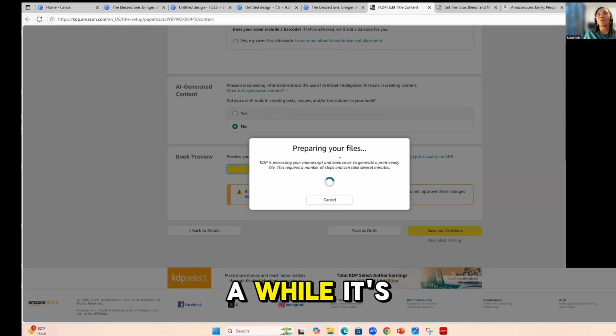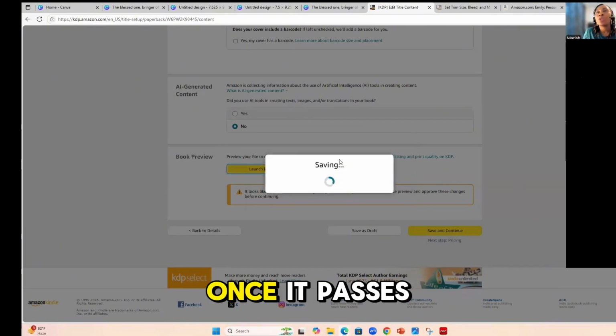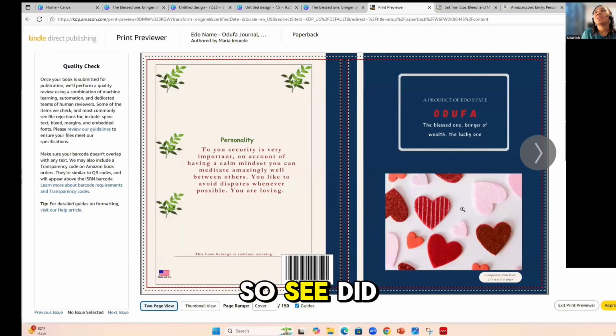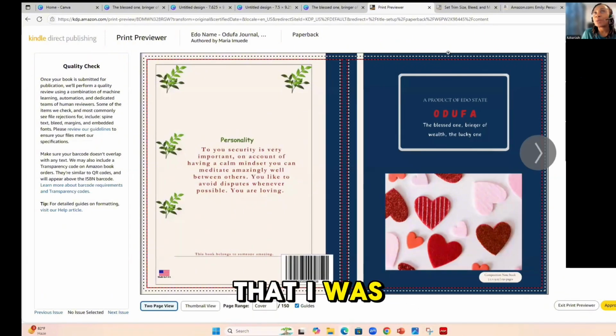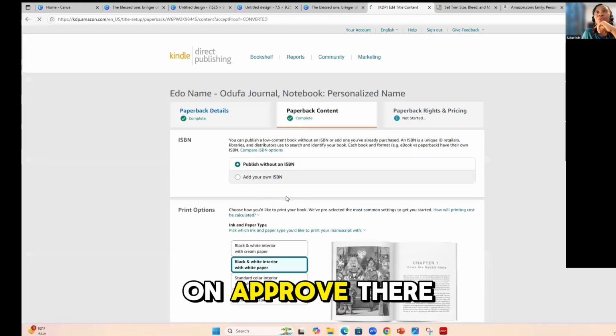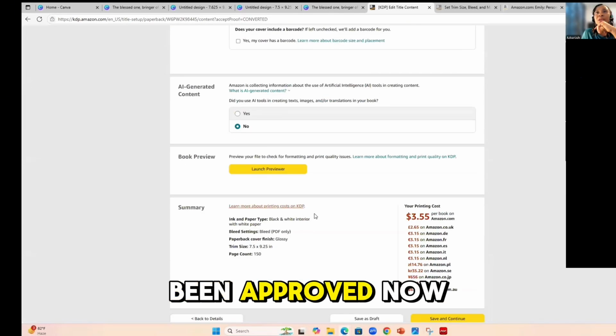Okay, it's taking a while, it's processing. So if there is any error, not to worry, it will tell you what the error is, you can always go back to Canva and check it and then amend it. But once it passes this stage, you are fine. Sometimes it will take, okay, yeah. So see, did you see exactly what I explained? See, I'm not worried about those lines that I was telling you about. You see, even when it has shown me how it's going to cut my book. So you see that everything is in the middle of my book. So I'm going to approve it because I like it. Okay, so click on approve. There we go. Our book has been approved.